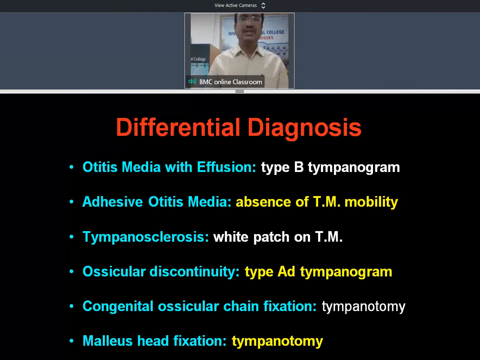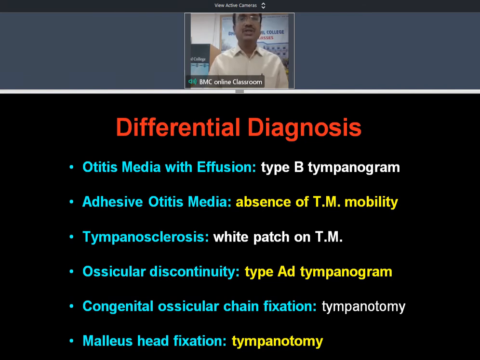Number two is adhesive otitis media. In adhesive otitis media, if you do the pneumatic otoscopy, that means if you increase the pressure in the external auditory canal or ask the patient to do the Valsalva maneuver, you can see the movement of the tympanic membrane. Movement of the tympanic membrane you can observe in otosclerosis, but in adhesive otitis media, the tympanic membrane is very thin and it is totally adhered to the promontory. That's why you cannot see the movement of the tympanic membrane in adhesive otitis media.